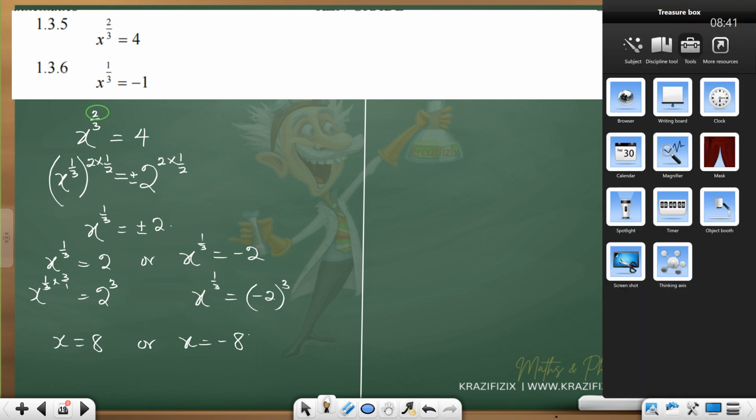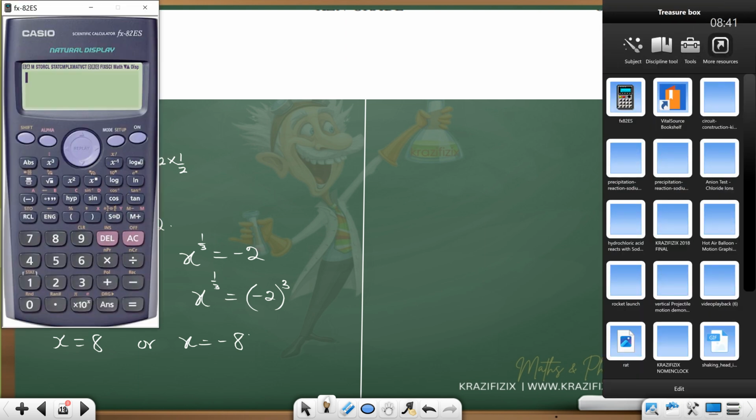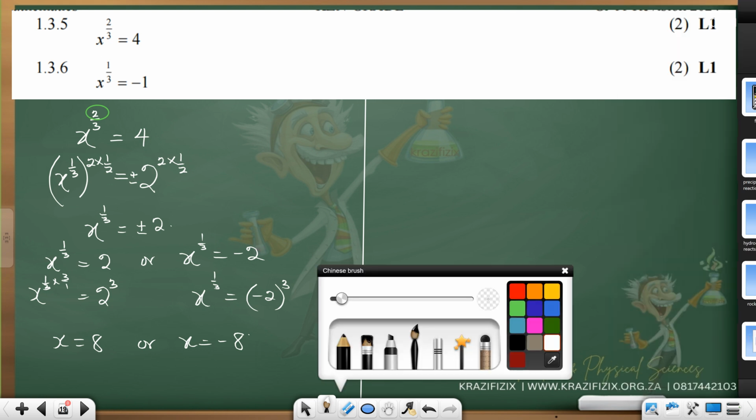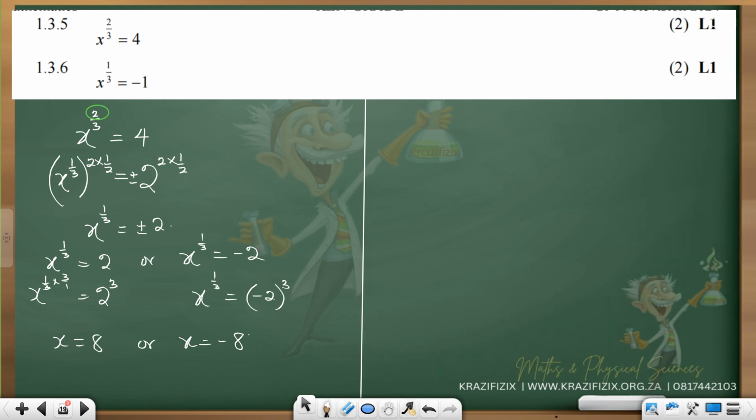Let's confirm our answer quickly, and then we start moving very fast from here. If I want to confirm my answer, look at it: 8 to the power of 2 over 3 is 4. What if I say negative 8? Do you see? Still 4. So please always be very careful. You are losing answers. I should have 2 answers, not 1. So it is a difference of 2 squares.